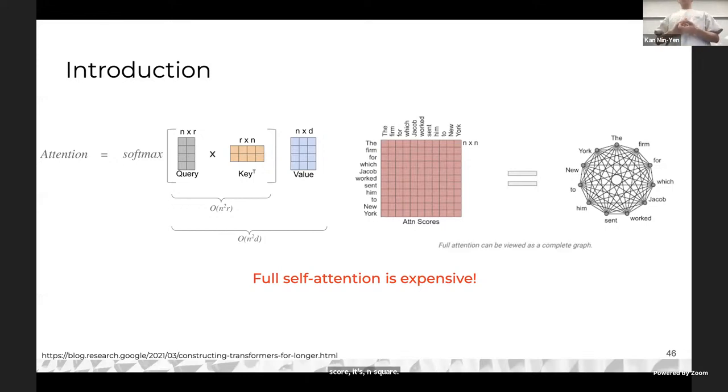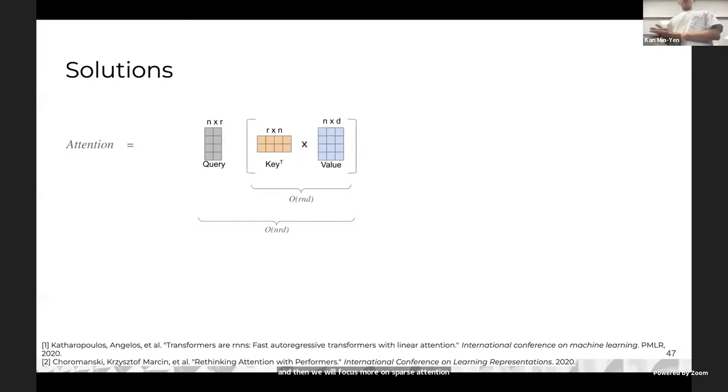So what can we do? I'll give you a basic overview of different solutions in this area, and then we will focus more on sparse attention. One way to do that is, what if we calculate the key value pair first? This matrix operation reduces the complexity from n squared to n, linear in n. But what's the downside of this?